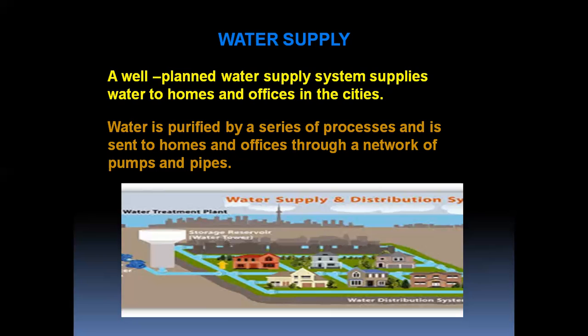In this way, the water supply system continues. Is it clear, children? The picture shows how the pipeline is connected to this colony distribution, the water supply and distribution system. In our house also, these pipes and pumps are given. We get drinking water from the reservoir, where it is stored.